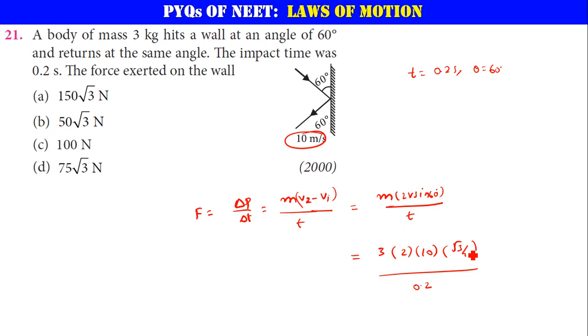So these two get cancelled. This 2 over 0.2 becomes 2 divided by 10. Okay, 2 ones are 2, 2 fives are... 3 fives are 15, 15 tens are 150. 150 root 3 newtons is going to be the average force acting on the system. Option A is correct. Clear?